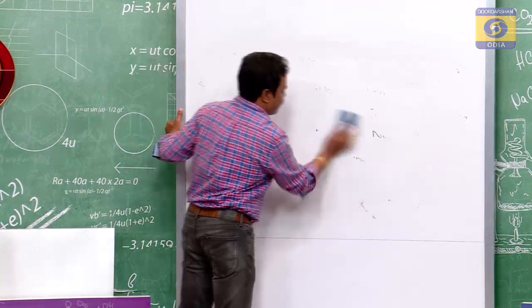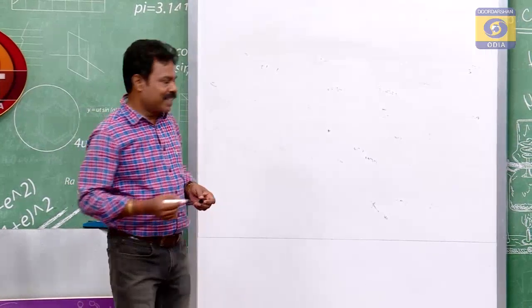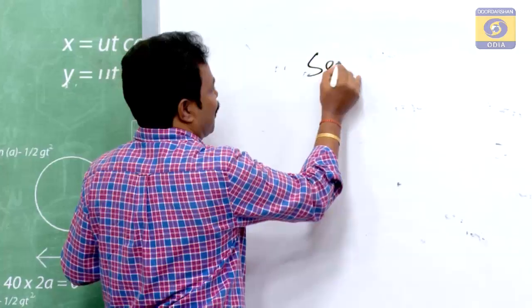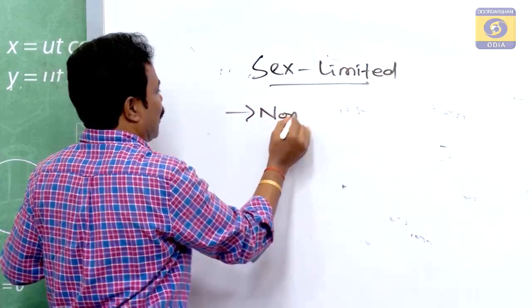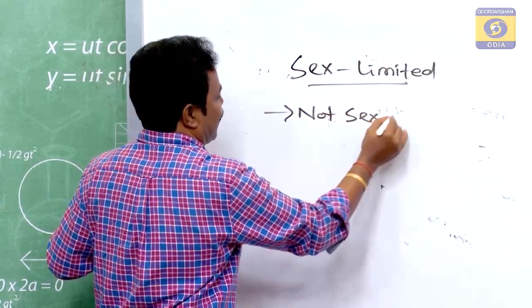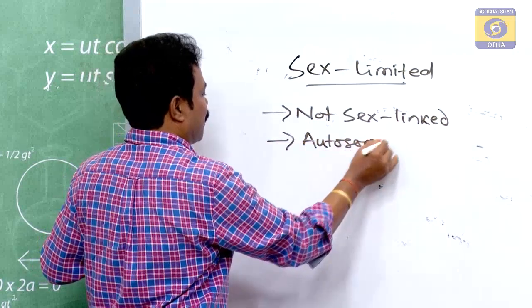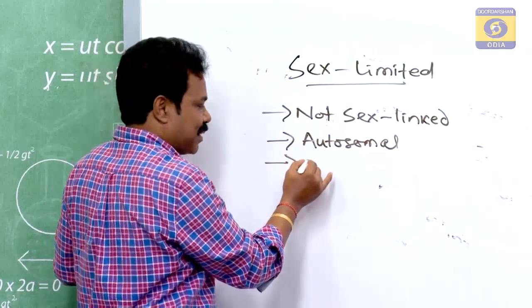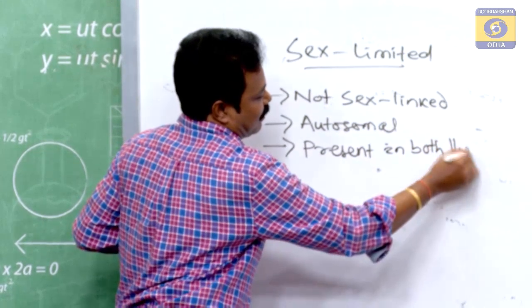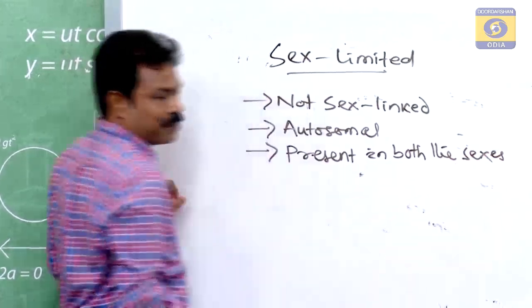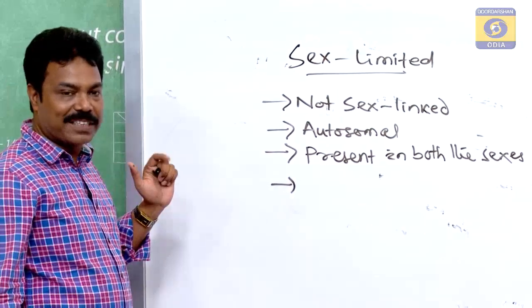Then the next trait, the sex limited trait. What is about the sex limited traits? Sex limited traits are also not sex linked. Not sex linked means they are autosomal. They are present in both the sexes. But their expression is limited or confined or restricted to one sex only.